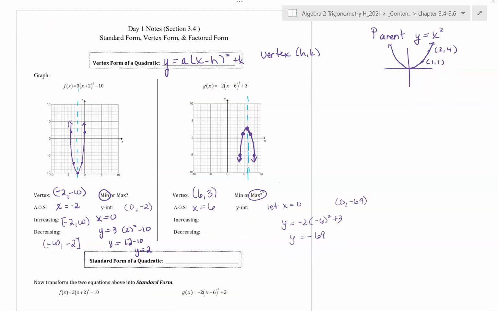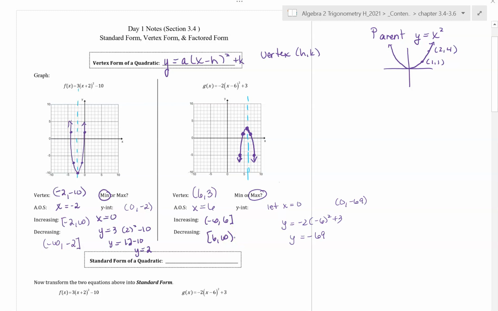If you let x equal 0, you find the y-intercept at 0 comma negative 69. And again, I'm sure that's consistent with our graph, but that's not really extremely helpful unless we change our scale. Let's take a look at increasing and decreasing intervals. Again, these are x values. So again, from left to right, we're reading our function. So we know that the increasing interval is from negative infinity to 6, and we are decreasing from 6 to infinity.